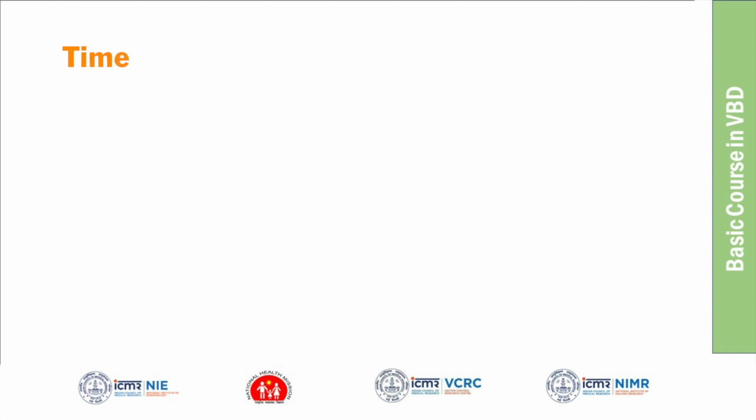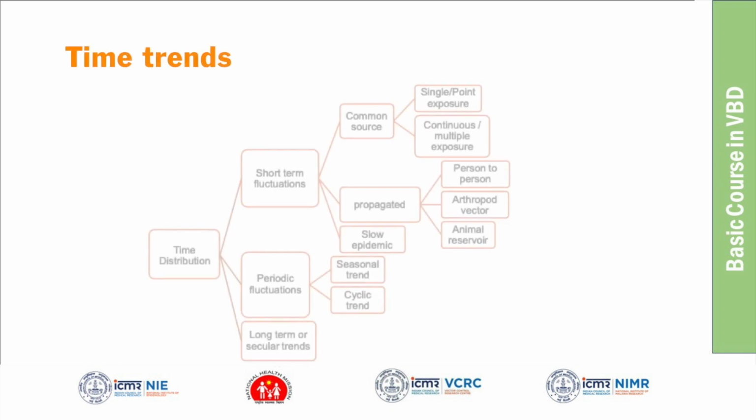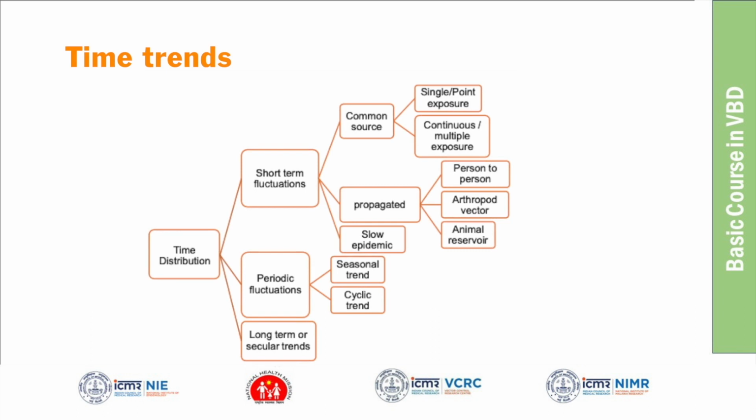So now next we are going to elaborate a little bit on the time factor. So this is the overall flow chart. Don't get scared with this flow chart. This is the overall chart of the time trend, how it can be classified based on its nature and the duration. So first of all, time distribution can be mainly classified into three. First is short-term fluctuation, second is periodic fluctuation, and the long-term or secular trend. Anyhow, I'm going to deal with one by one, so don't worry.